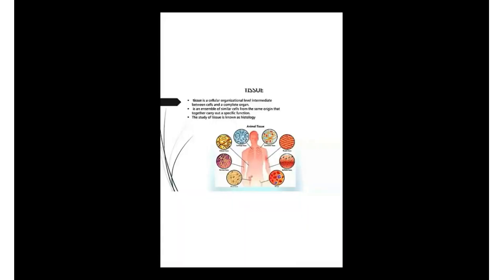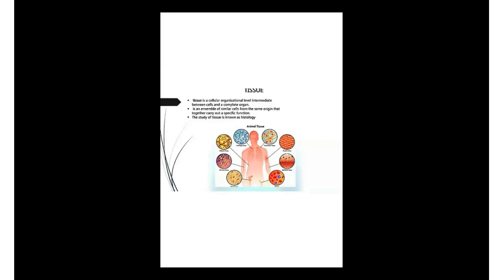So next part is your tissue. If I talk about tissue, tissue is the cellular organization, means the group of cells when they club together, and when similar type of cells are clubbed together and perform a similar type of function, they are considered as a tissue. So tissue is a cellular organization level intermediate between cell and complete organ.